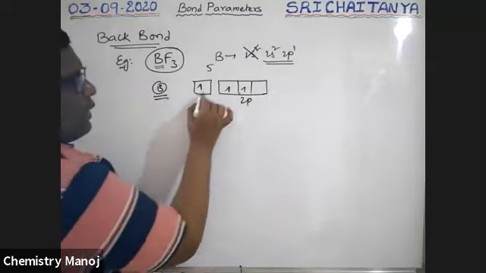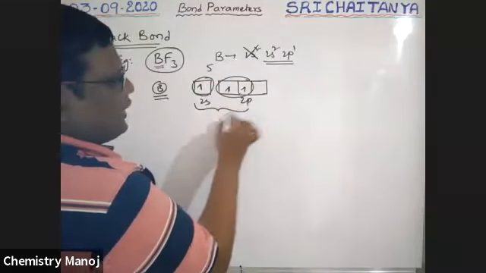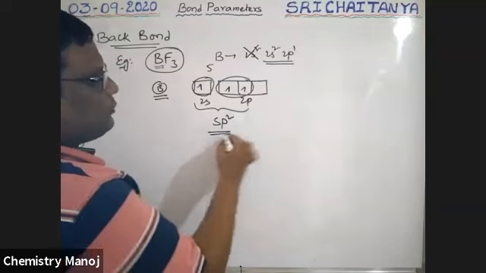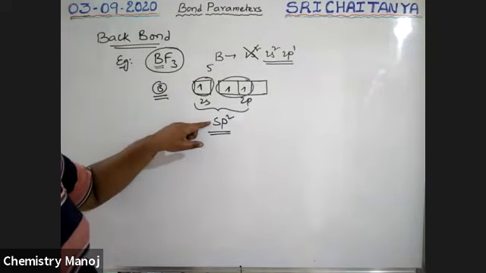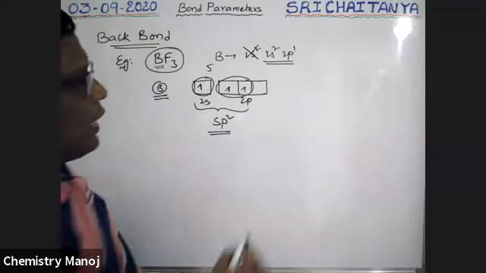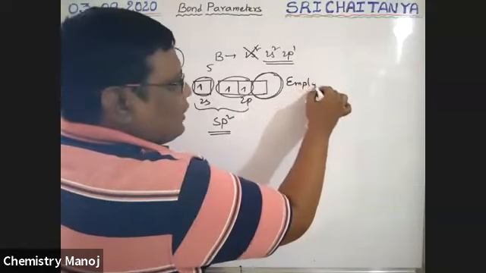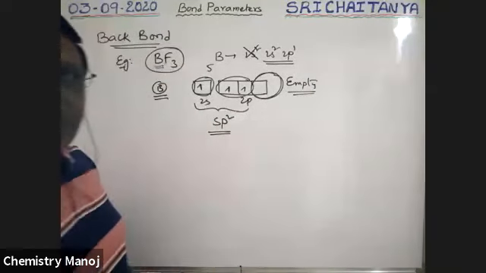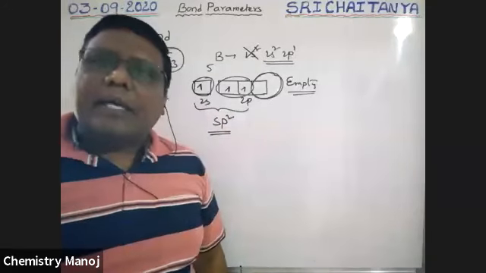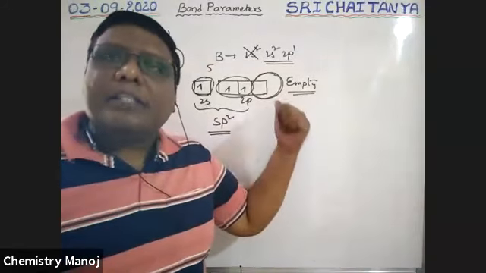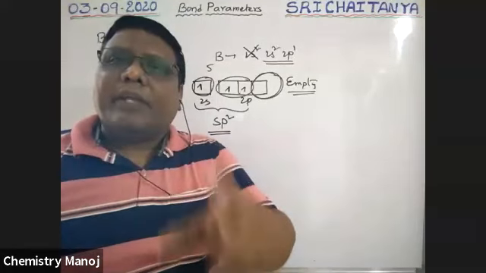So here the boron s orbital and two p orbitals are involved in hybridization and give sp2 hybridization. That means in BF3, boron is in sp2 hybridization. But the boron outermost shell has an empty orbital. After completion of hybridization, there is an empty orbital, and this empty orbital is required to explain this bonding.